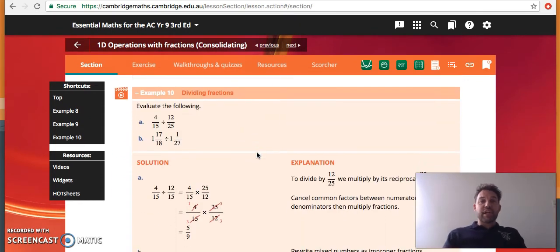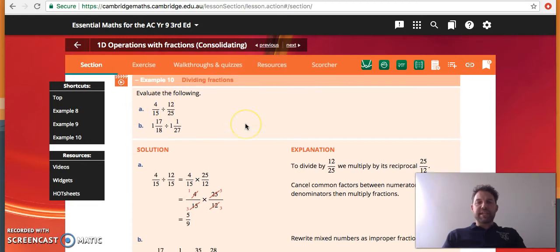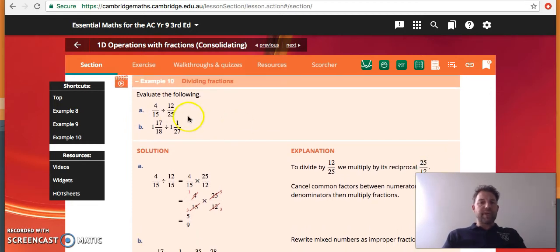For the last example, I want to talk about dividing fractions. A little bit different from multiplication. All right, we can't just go 4 divided by 12, 15 divided by 25. It doesn't work that way.